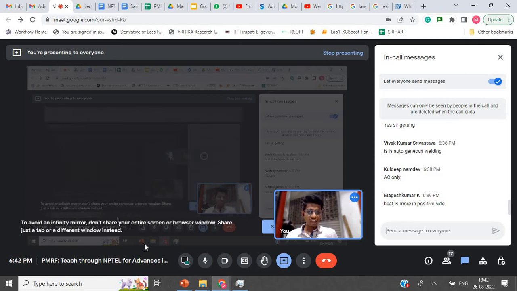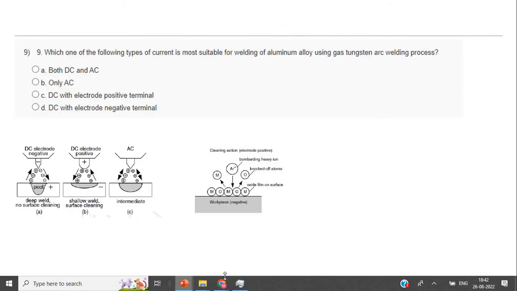Since DCEN is electrode negative, electrons are generated from the electrode and hit the workpiece, the metal workpiece melts, and joining happens. But aluminum is highly reactive and exposed to the atmosphere, so the oxide's melting temperature is very high. Whatever temperature is generated by the electrons hitting is not enough to melt the base plate, so we can't use DCEN. Next, we'll go to DCEP.